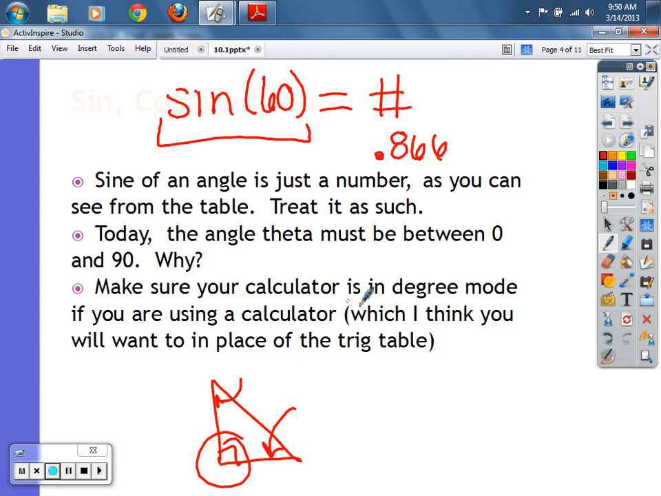I want everybody to turn your calculator in degree mode today because all of your homework problems will be in degrees. On the 84s, you're just going to hit mode and then make sure you're in degree mode. On the Inspires, I'm not quite so sure. It's probably somewhere in settings. I can help you with that if you have questions.